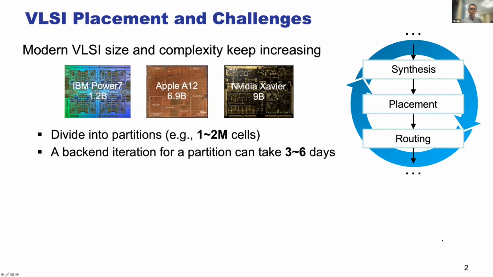Modern VLSI designs are booming in sizes and complexity. It is easy to have billion transistor designs like NVIDIA's Xavier chip. The design is so large that we have to divide the chip into small partitions for backend design, with each partition containing 1 to 2 million cells. Even so, one iteration of the flow for one partition can take 1 week based on real industry information. Let alone there are hundreds of such partitions in the whole chip, and the flow needs to run many iterations.